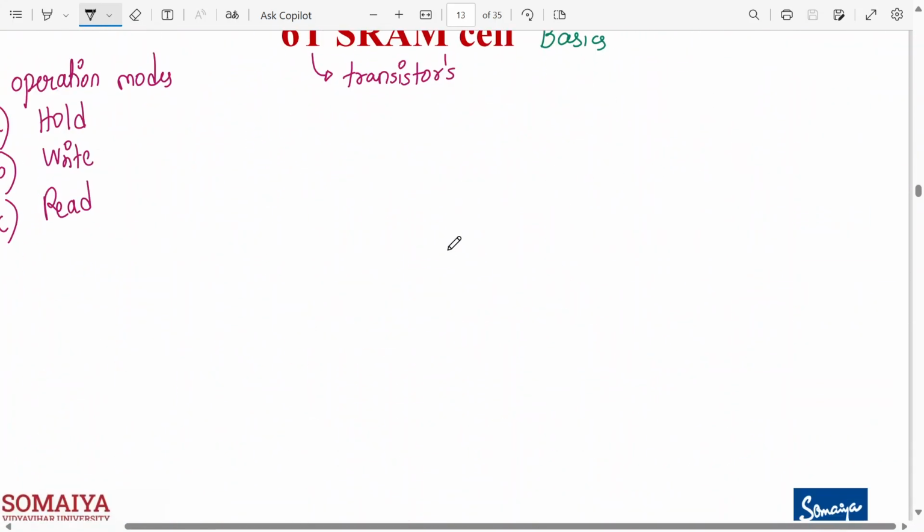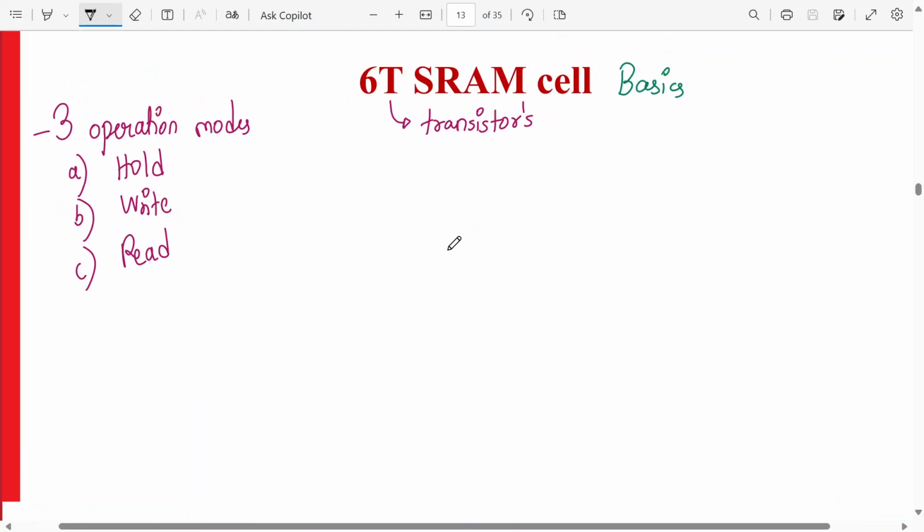Now let's go back to your SRAM cell. Now this is your SRAM cell. Can I start with the operation? The working. Are you all ready now? So it has 3 states: hold, write, and read. Can we start with the working, everyone? Okay. Now you can draw along with me.